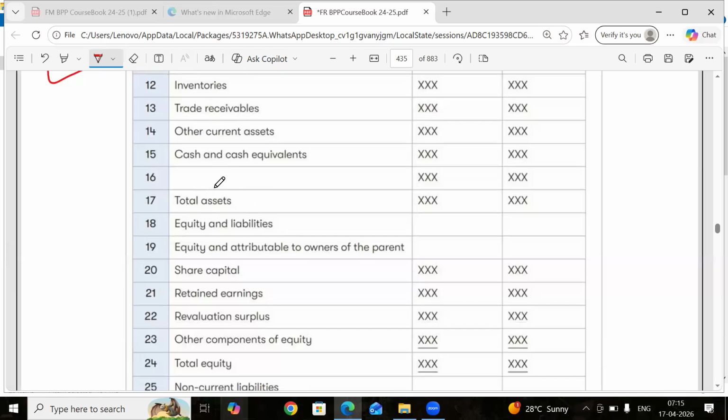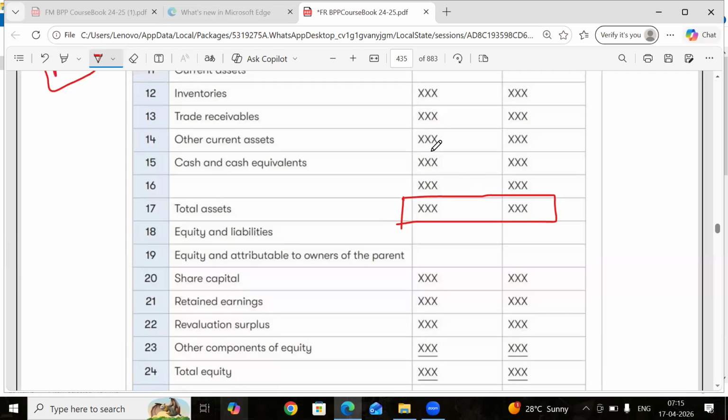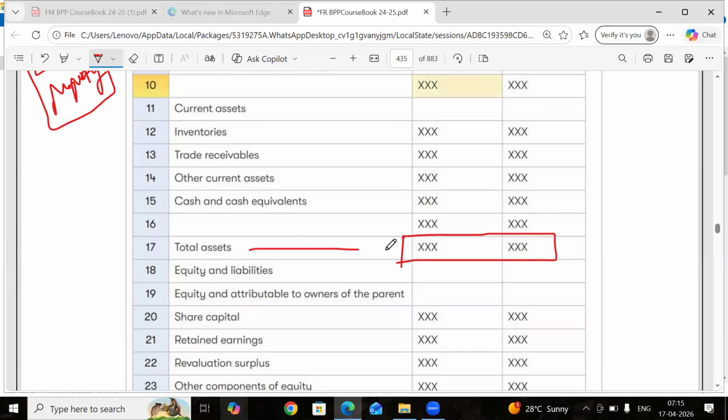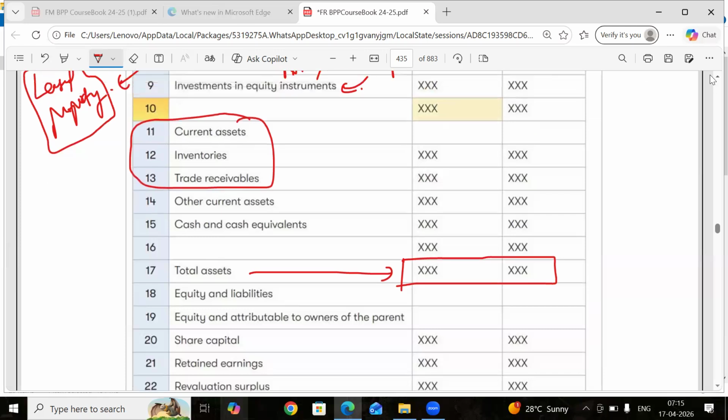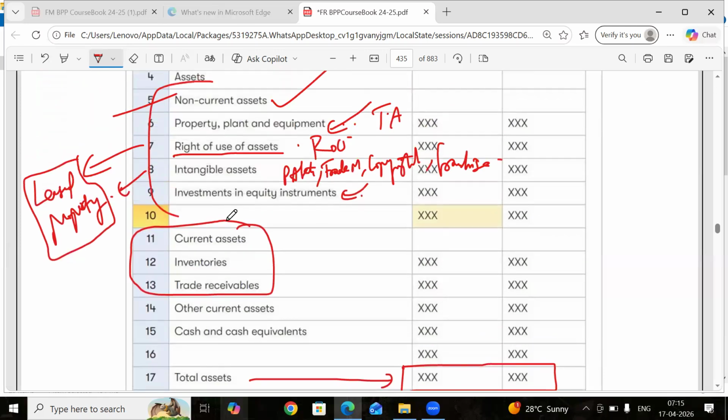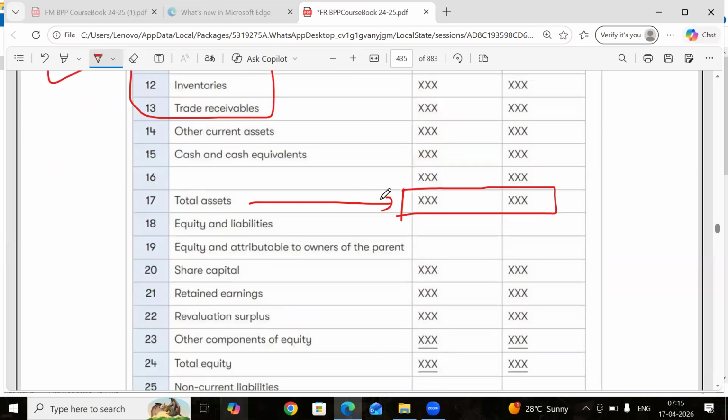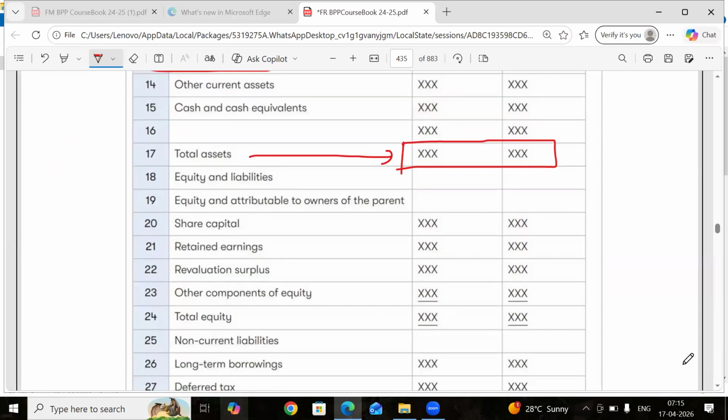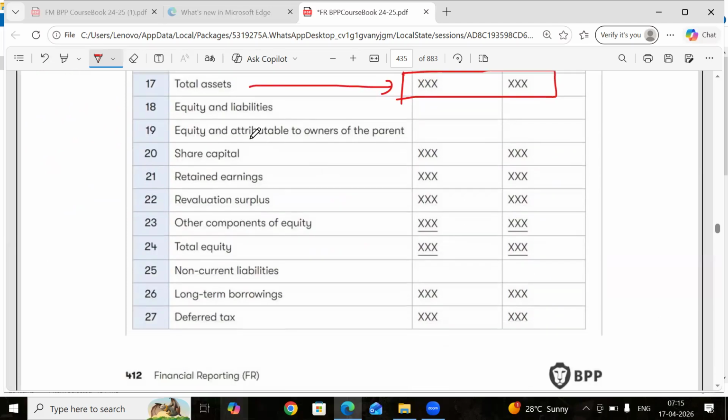Now, under total assets, the entire current and non-current assets total gives you the total of assets. When you add current assets and all the non-current assets together, you get the total of assets. Then comes equity and liabilities. Equity is the capital which we raise to start our business by issuing shares to the people.